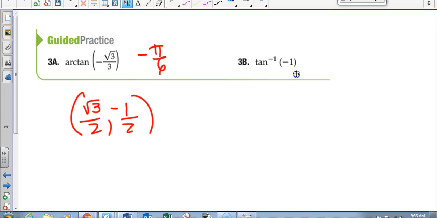Where's the arctangent of negative 1? It's in quadrant 4, but remember the restricted values are negative pi over 2 to pi over 2, so it's at negative pi over 4. All right.